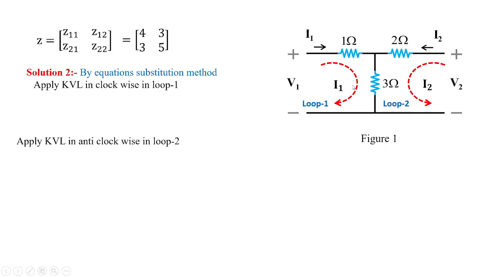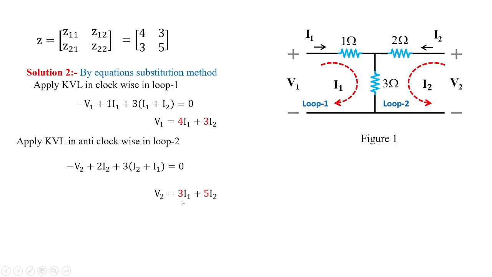Now applying KVL, I'm going to get minus V1 plus 1 times I1 plus 3 times (I1 plus I2) equal to 0. I can reframe the equation as V1 is equal to 4I1 plus 3I2. Again, applying KVL in the anti-clockwise direction will give minus V2 plus 2 I2 plus 3 (I2 plus I1). With this, you'll get V2 equal to 3I1 plus 5I2. Now these two results are compared to the standard equations of impedance parameters 1 and 2. Then I'm going to get Z equal to 4, 3, 3 and 5. This is the same result we obtained from the previous method.